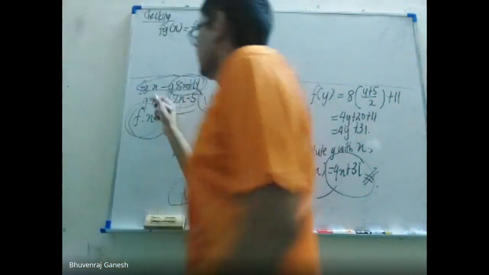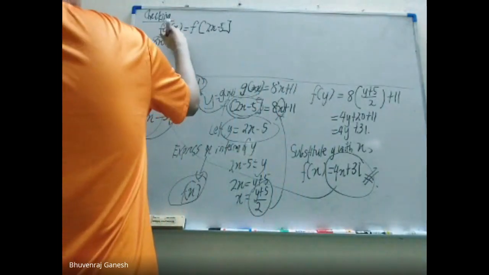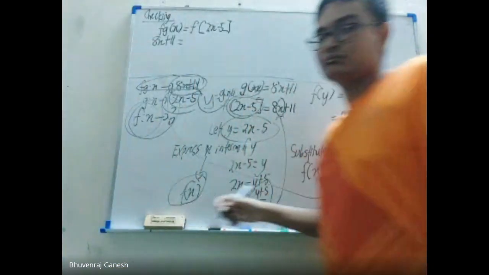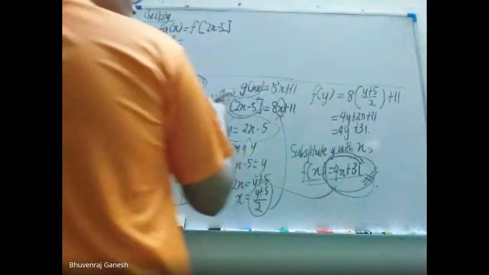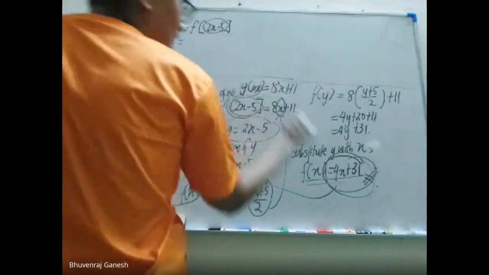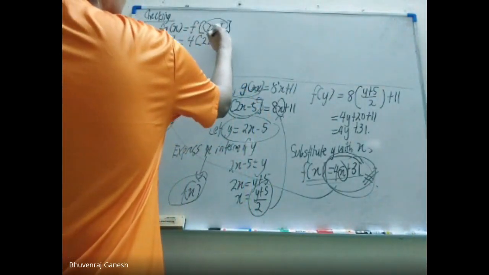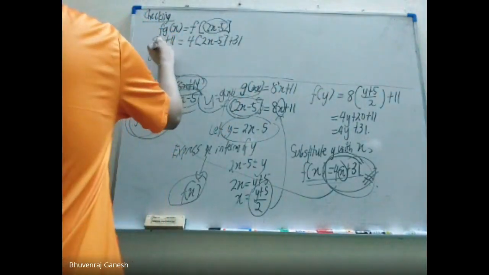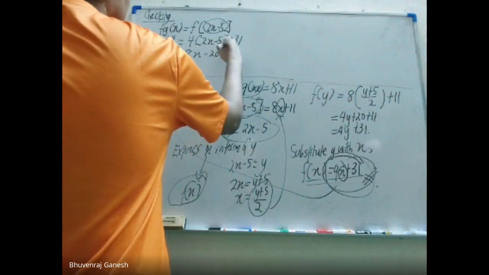And I will put what's given in the question here, 8x plus 11 on the left hand side equals to now the right hand side. So based on your answer here, you can test. Let's say your f(x) you got here is 4x plus 31. So I'm going to put my 2x minus 5 into the x here. So you will get 4 times (2x minus 5) plus 31. So we keep on solving, you'll see that minus 20 plus 31.